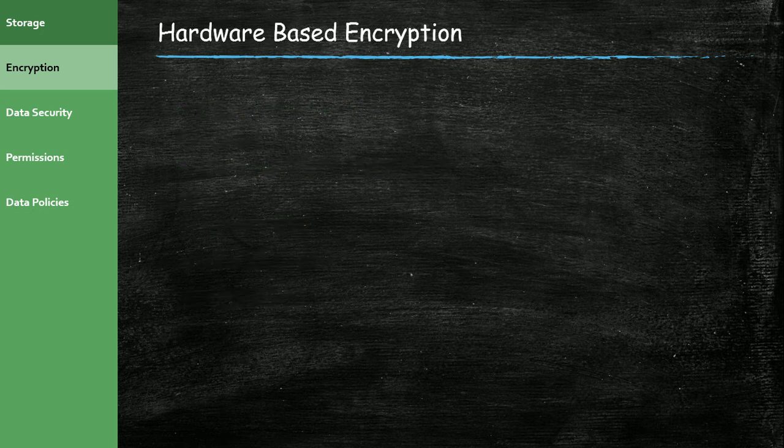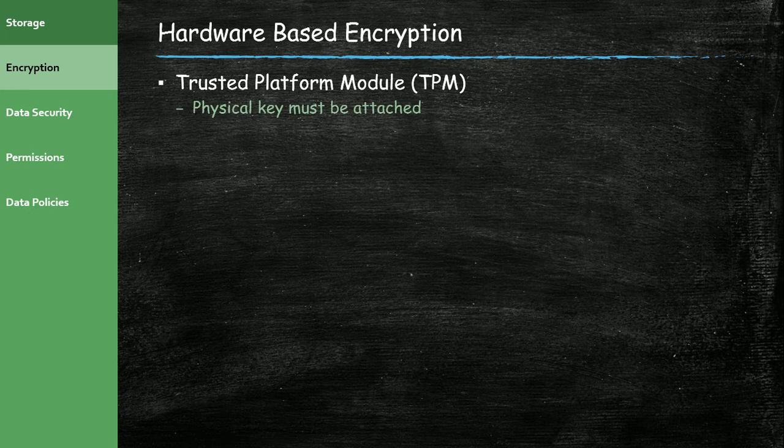So if you are going to use full disk encryption, the question becomes, what is the key for the encryption? If you're using something like NTFS for encryption, the user account is the key for the encryption. It's all stored with the user account. But with hardware-based encryption, one option is the TPM, or Trusted Platform Module. And this is a physical key that's attached that provides the encryption key. So that could be a USB drive, for example, that might have the encryption key.